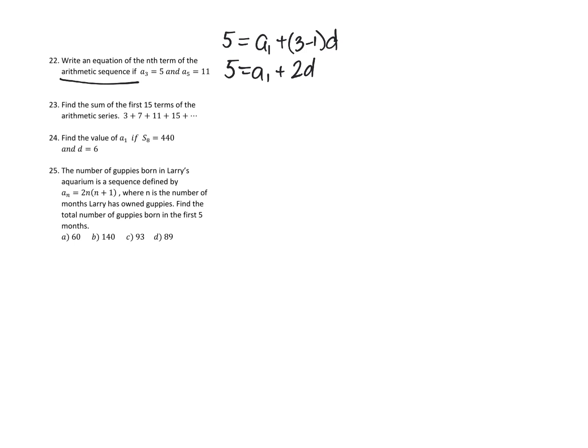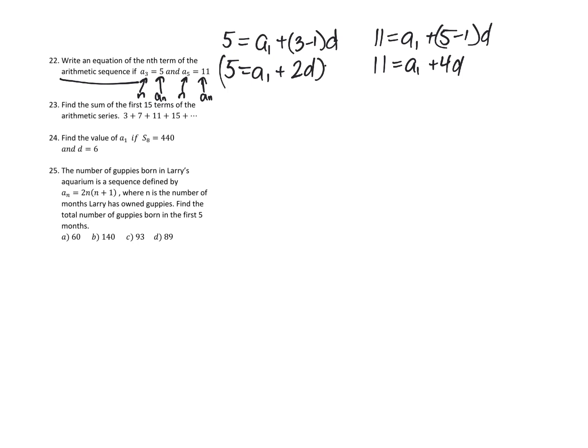And you can use the shortcut if your teacher showed you, but if not, then I want you to do it this way. 11 equals A1 plus 5 minus 1 times D. So 11 equals A1 plus 4D. So my n, remember, is the subscript, and my an is the term, the value of that term. And I plug them in. Now I can solve a system.